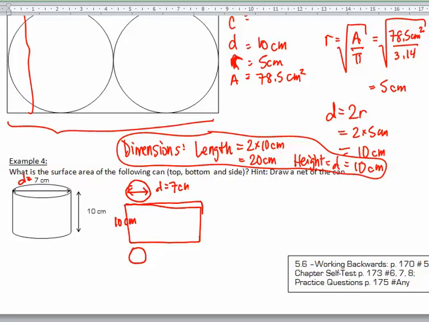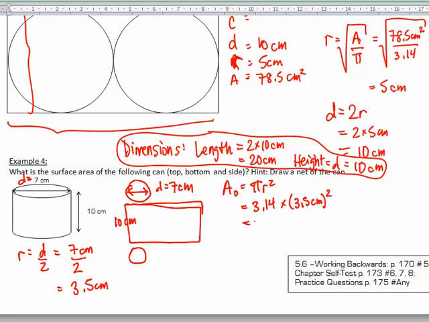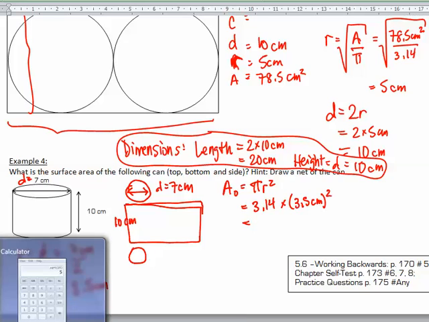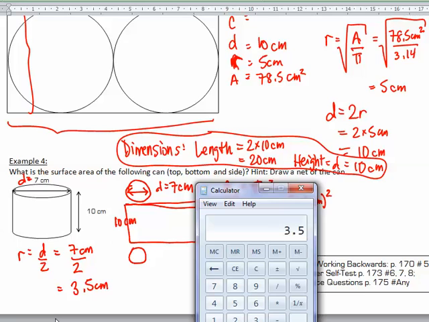Now we can find the area of these two circles by using the radius. So radius is equal to diameter divided by 2, which is 7 centimeters divided by 2, is 3.5 centimeters. So the area of one of the circles is equal to pi r squared. It's equal to 3.14 times 3.5 centimeters all squared. So I do 3.5 times 3.5, and I get 12.25 centimeters squared.